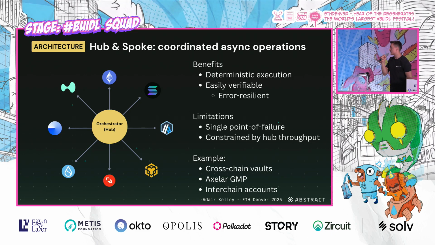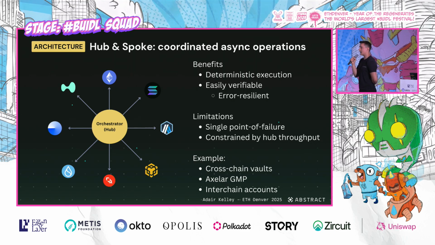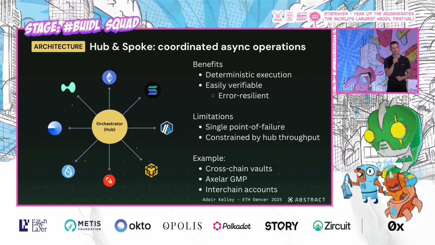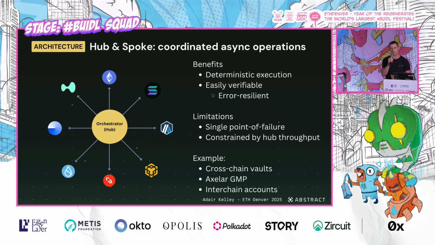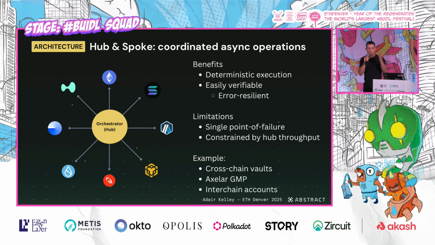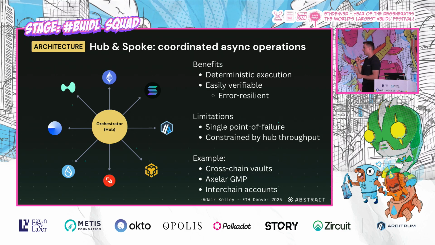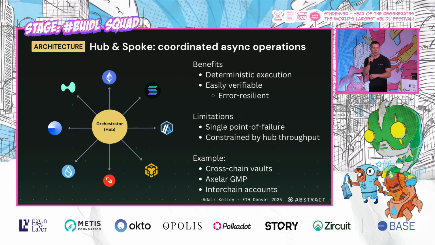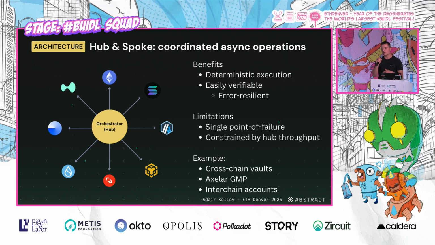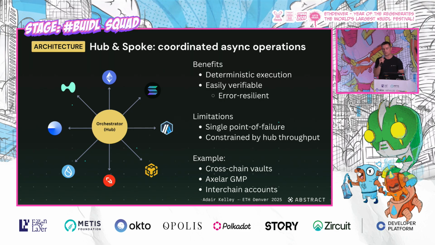If we look at hub and spoke architectures, you have a decent amount of benefits. You get deterministic execution. It's really easily verifiable because you have one place that's managing state on behalf of multiple chains. It's error resilient because you can run these actions sequentially. You don't have to deal with asynchronicity in terms of state management, but it offers a single point of failure. And as we saw with the chain abstracted wallet in the first example, you are actually executing your action through one point, and you're constrained by that one point's throughput.